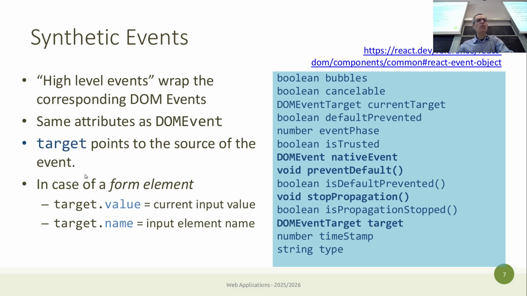Target points to the source of the event. In the case of a form element, target.value is the current input value. Very useful, because if you want to know what has been inserted by the user, you just access target.value. You don't care where you wrote the event handler. You don't have to get it by ID or search for it in the DOM tree. The target is passed as a reference to the element in the virtual DOM of React that generated the event, and so you can simply get the actual value with the dot value syntax.